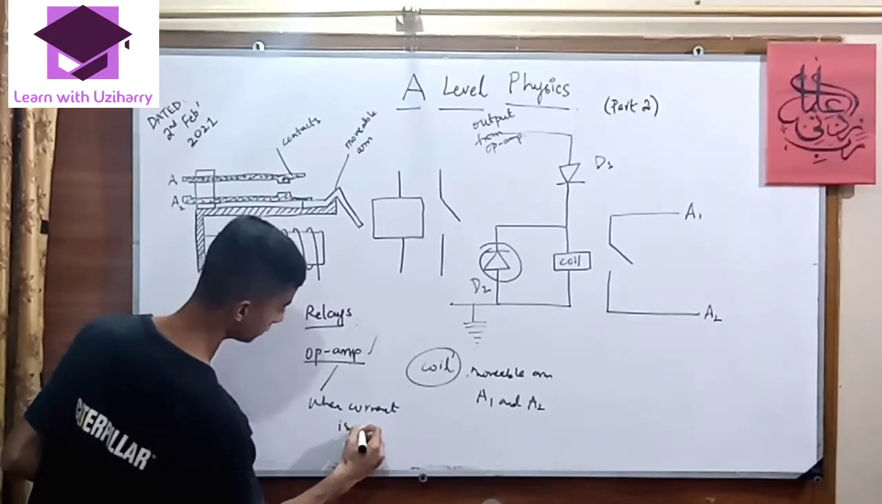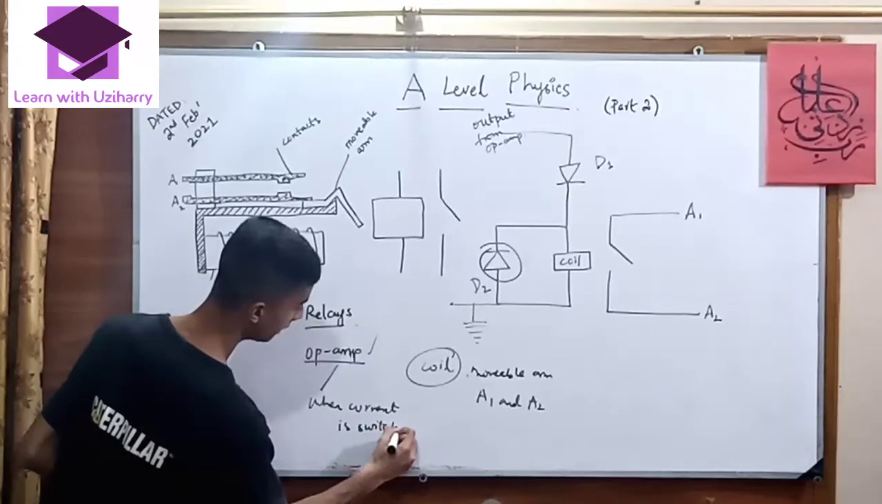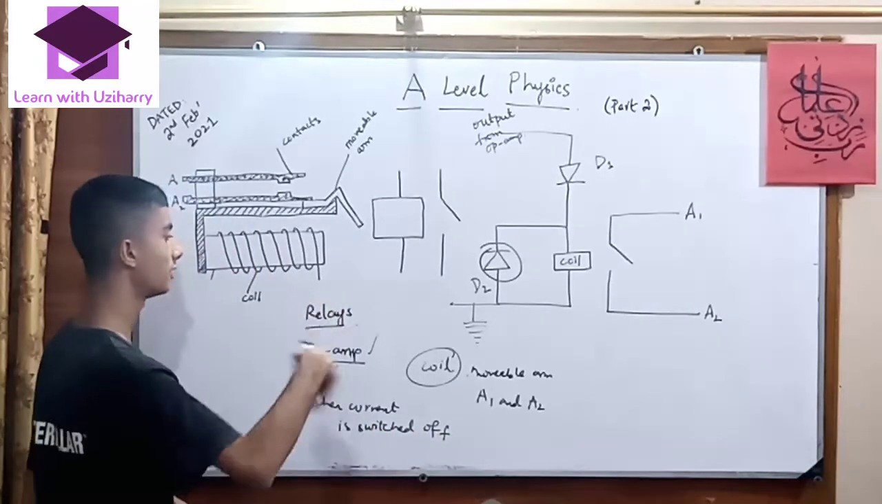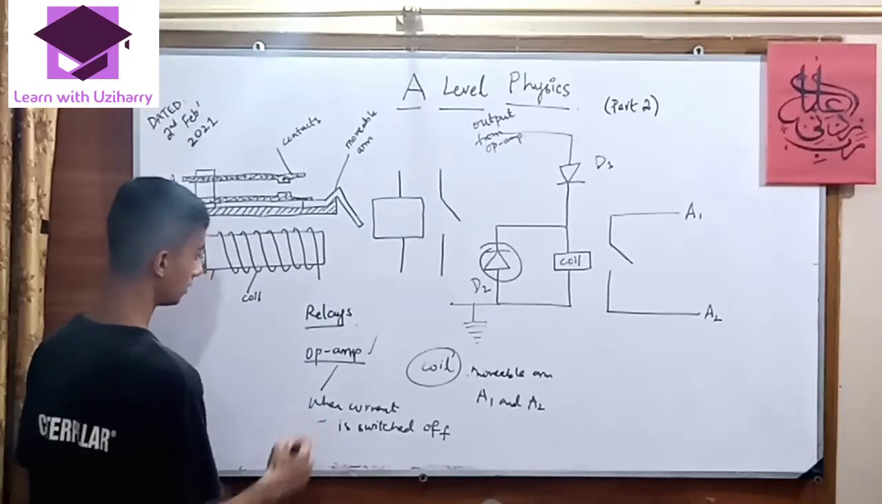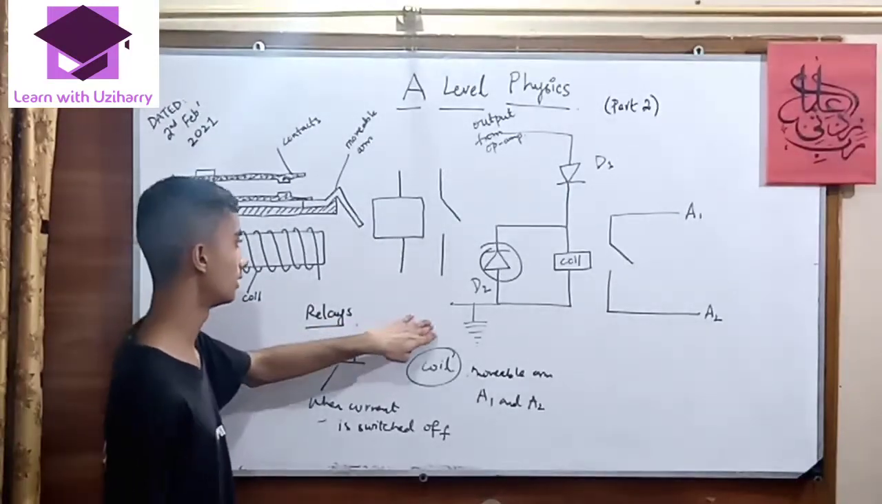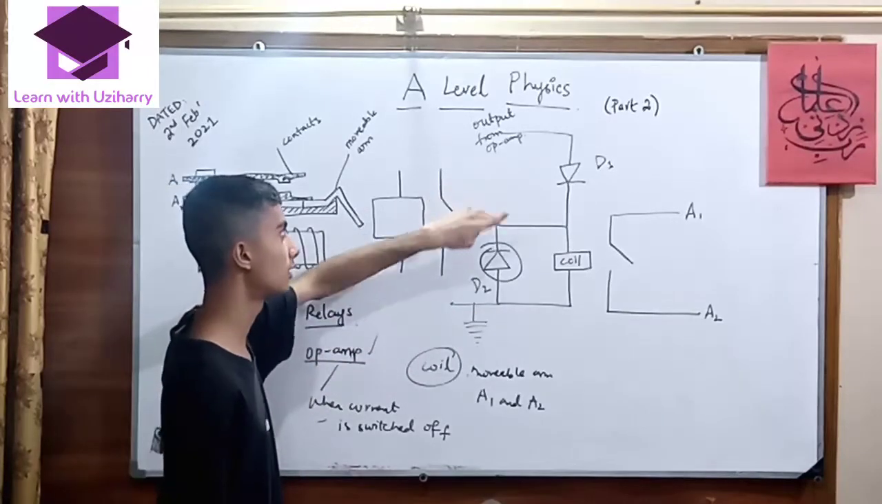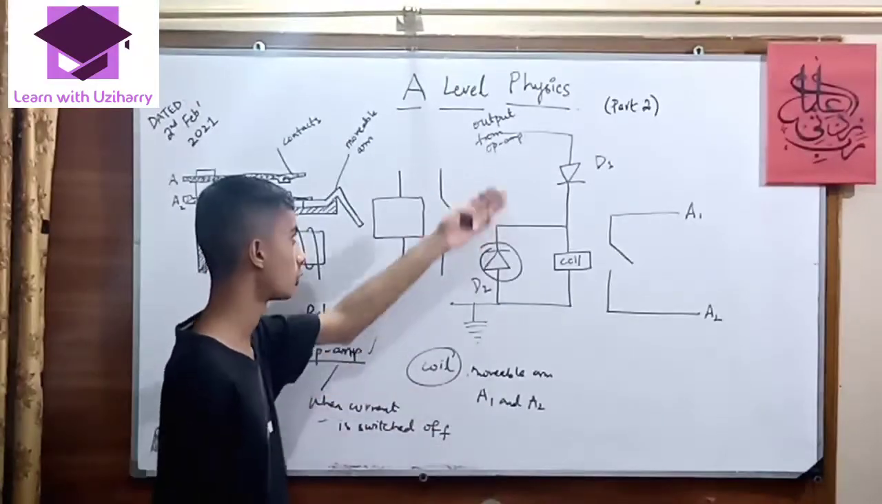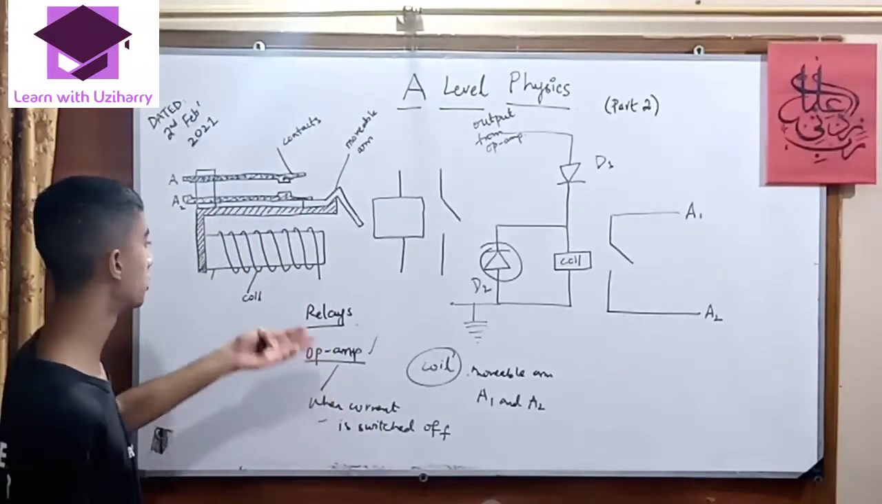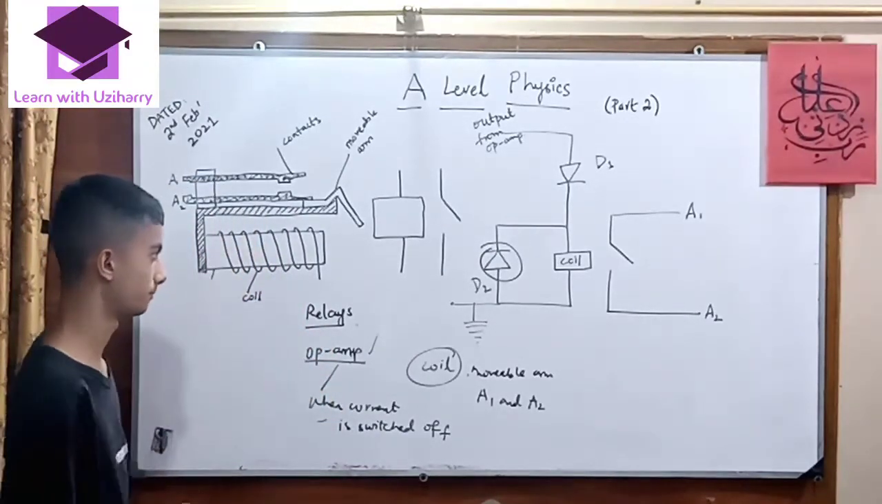Because when the current is switched off, there would be a large fall in current and a large increase of the EMF. So we use the reverse diode connected to the earth, and it does not pass the current through the operational amplifier. And this is how the relay works when we use the operational amplifier with it.